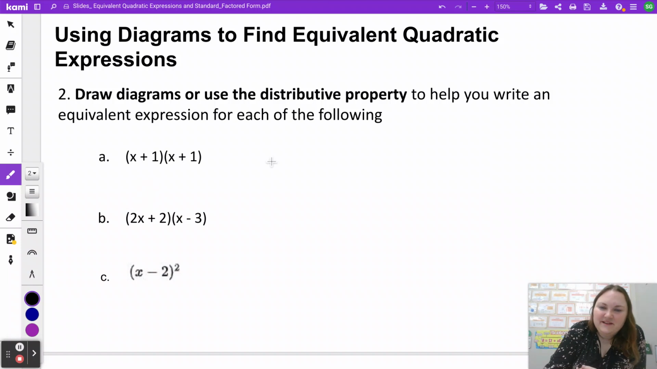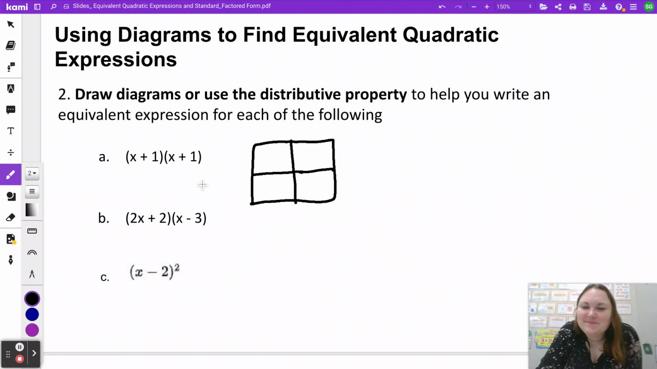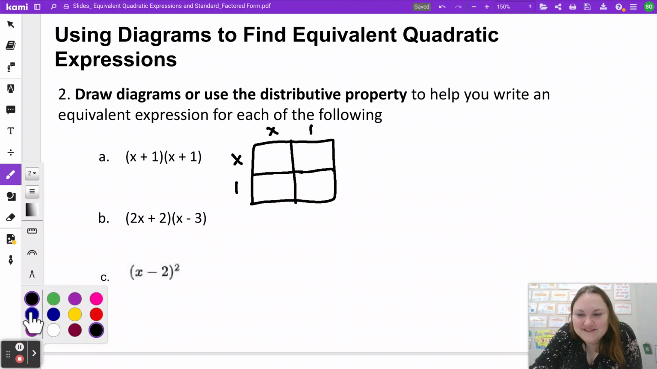For this first one, we can go ahead and set up the diagram. I've got 2 terms multiplied by 2 terms. So this side of my rectangle needs 2 parts, and the other side of my rectangle also needs 2 parts. So it'll look something like this. Notice x plus 1, it's the same for both of them. So I've got x and a positive 1. I've got x and a positive 1. That would be what our diagram looks like.